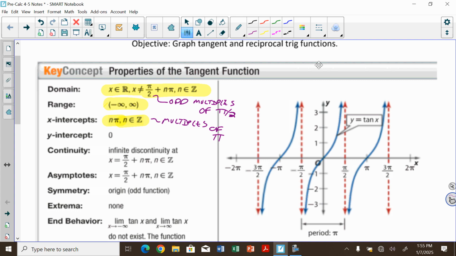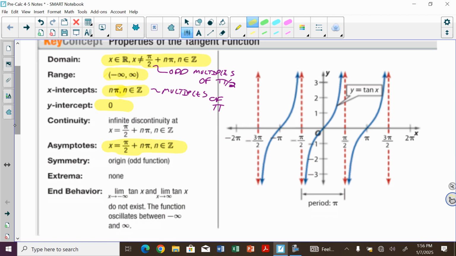Your x-intercepts are going to be multiples of pi. So you can see that over to the right. The y-intercept is 0. It's only going to cross once, and that's at the origin there. And then you can see the continuity there. The other thing we're going to focus on here is the asymptotes. That's going to be pi over 2 plus those multiples of pi. So again, what does this all mean over here on the right-hand side?